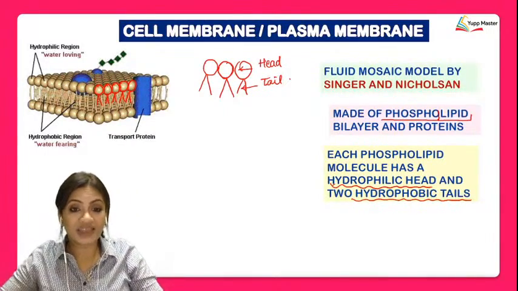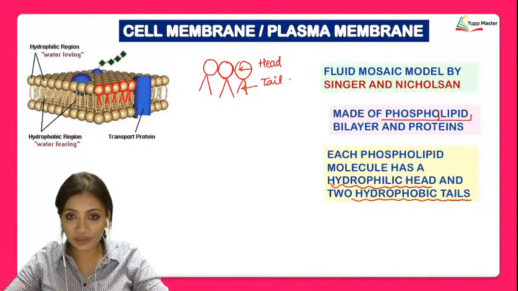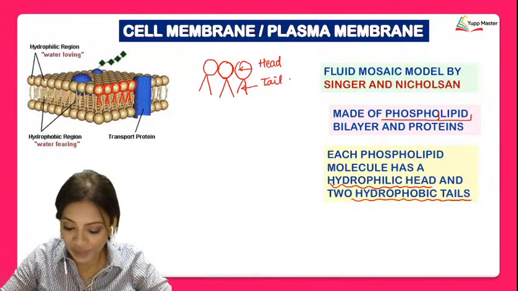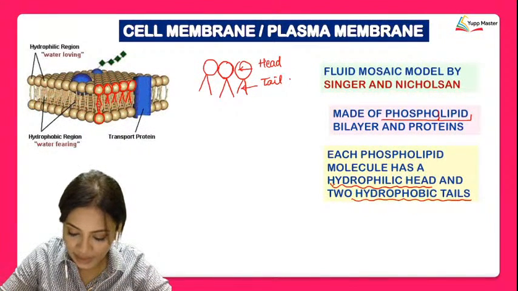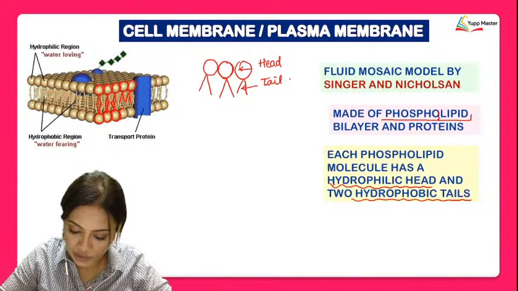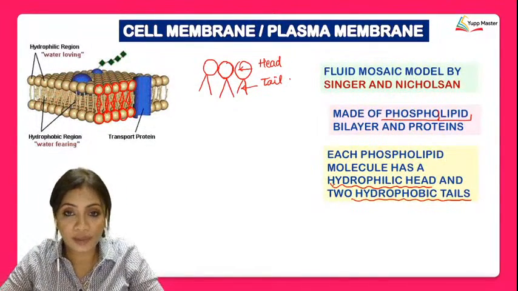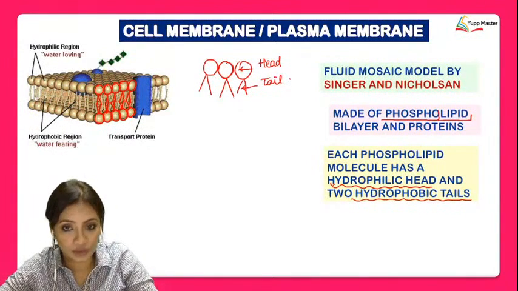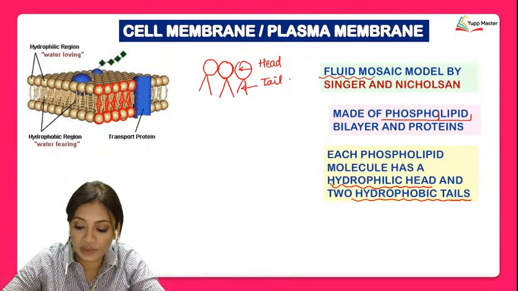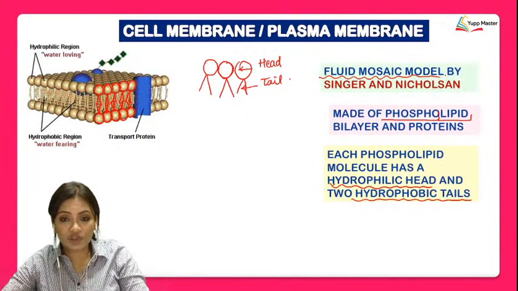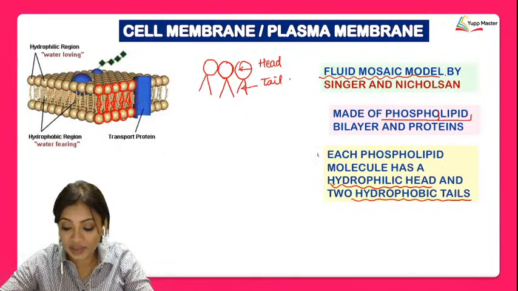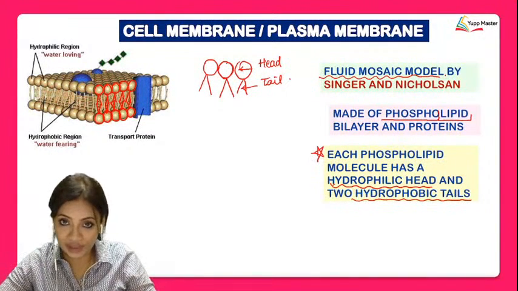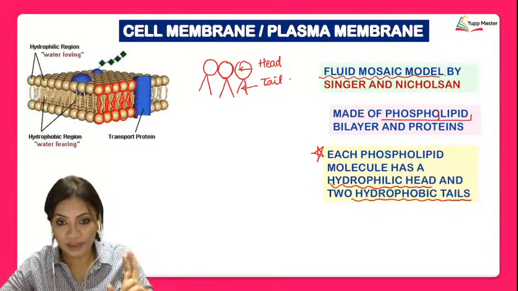So that's one row of phospholipids, and just below it, placed in an opposite manner, there is another row of phospholipids, exactly the same. There is a head, and then there are two tails over here. The head is again hydrophilic and the tails are hydrophobic. This is the reason, because of the relations it has with water, that this is called a fluid mosaic model. So each phospholipid molecule, again reading the same point, has a hydrophilic head and two hydrophobic tails.